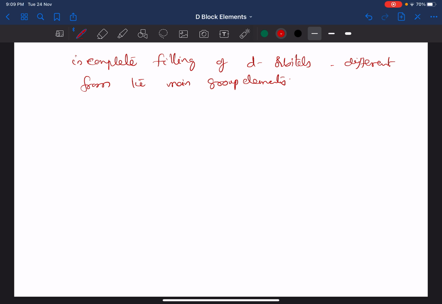And next, in d block elements there are precious elements and then industrially important elements.